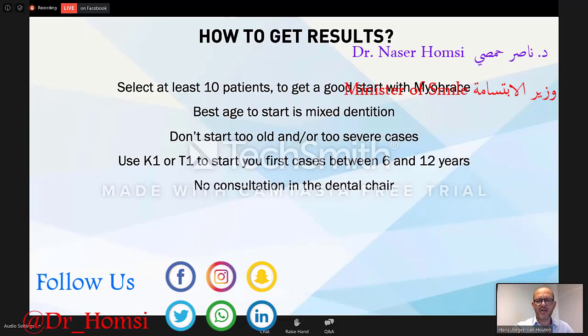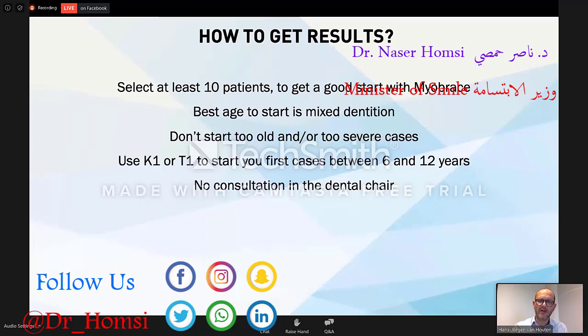The focus is not the teeth. The focus is the bad habits, correcting the bad habits. So keep it away from the dental chair. Like we said, start with the MyBrace area, and try to forget the link with the teeth. Of course, at the end, the bonus is the straight teeth.